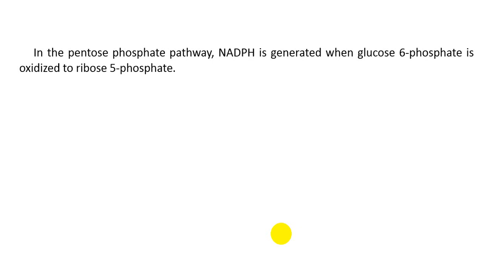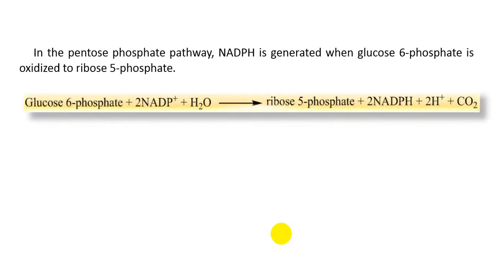Now, NADPH is formed after oxidation of the glucose 6-phosphate to ribose 5-phosphate. Okay? This is very clear. Have a look at this reaction, the general reaction for the synthesis of ribose 5-phosphate and molecules of NADPH.